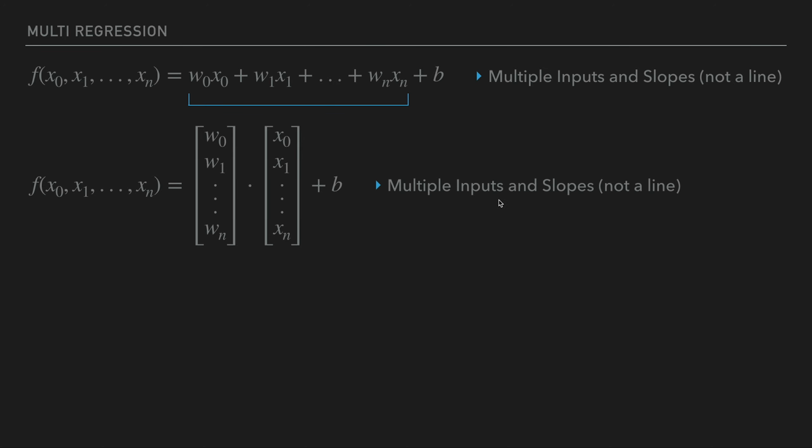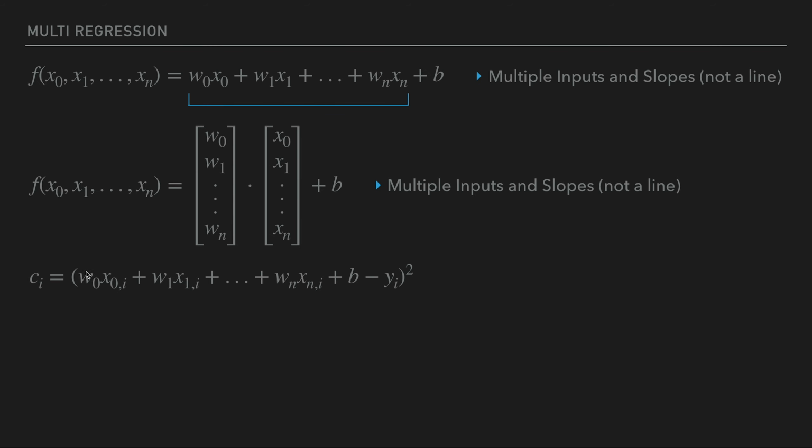Right, so this is still the multiple inputs and slope of a line. This is still the prediction. It's also very useful to have it in this way, because now instead of having n plus 1 additions, we have just one dot product and then one addition. So that's just two operations when you look at it in this way.